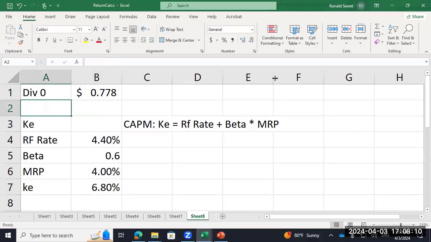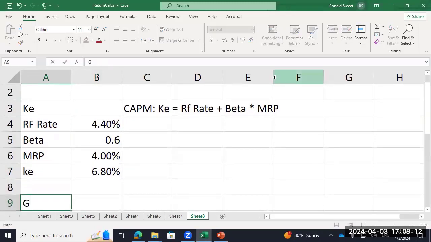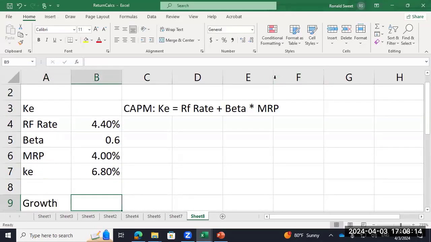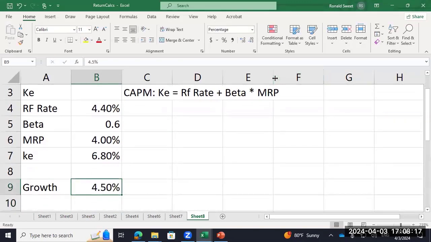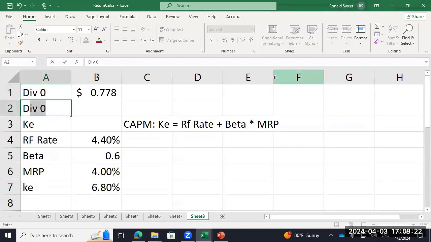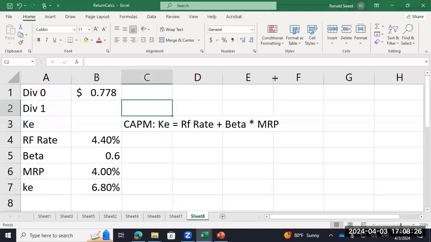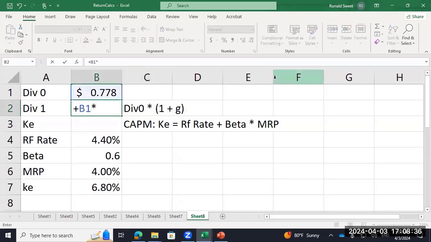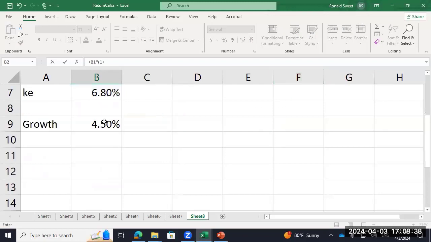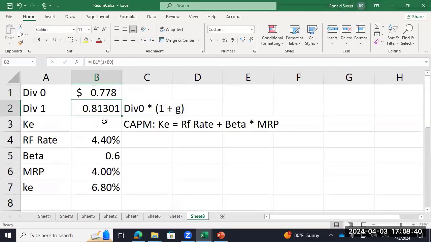Well, we need dividend 1. So let's come up with a growth rate, and let's use a growth rate of, say, 4.5%. We're going to talk quite a bit about growth rates pretty soon. So what does that make my dividend 1? Dividend 1 is going to be dividend 0 times one plus the growth rate, so dividend 0 times one plus 4.5%. That's my estimate for the dividend next year.